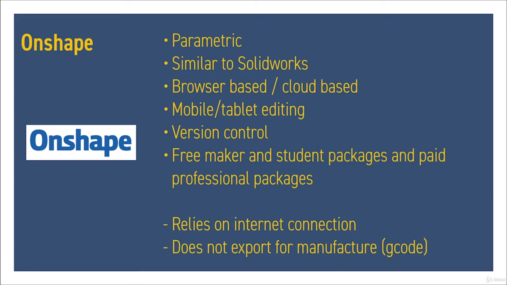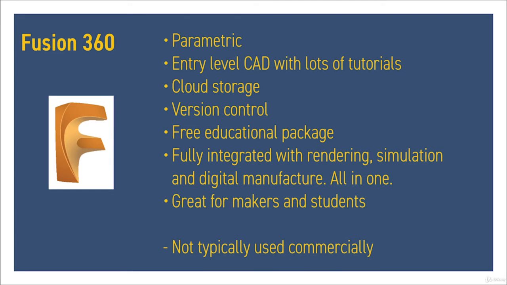Onshape is a browser-based parametric CAD software that has a very similar interface to SolidWorks. It's very flexible, easy to work with, and can be edited on any mobile or tablet. But it relies on an internet connection. Fusion 360 is a great entry-level parametric software suitable for makers and students.